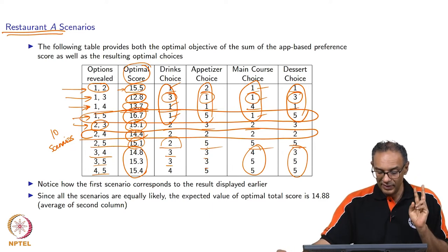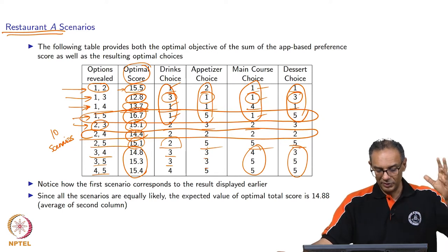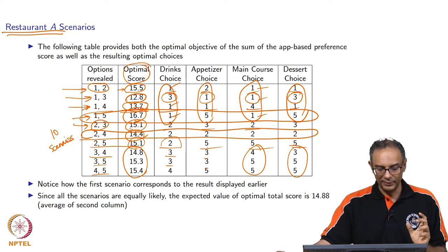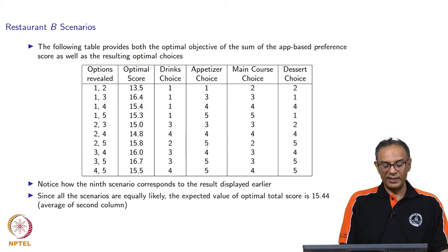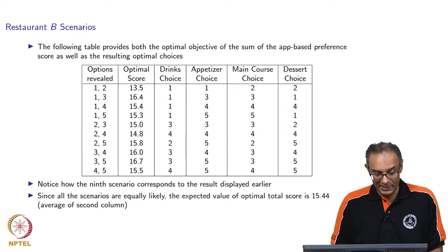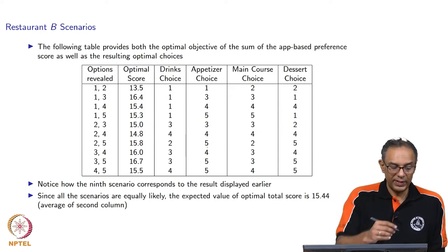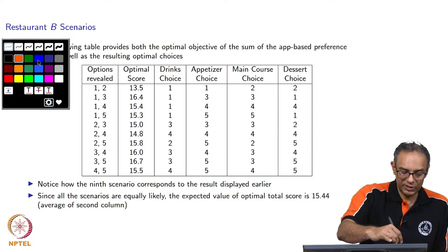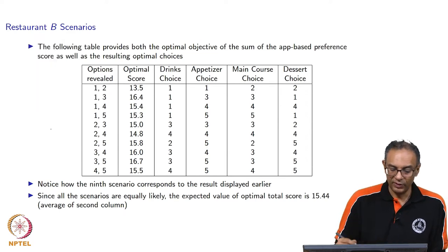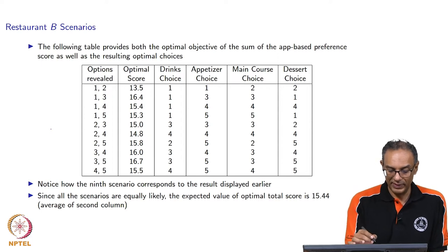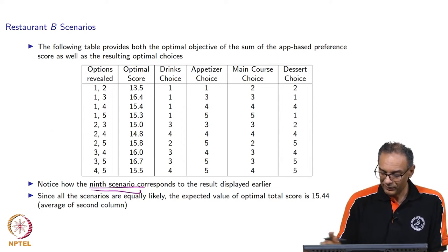And secondly, you also have to make sure that your preferences are appropriate. Okay. Now, let's look at the same situation with restaurant B. In restaurant B, I'm going to change the color for a second. We're going to look at what happens with restaurant B. Now let us look at the 9th scenario, okay?